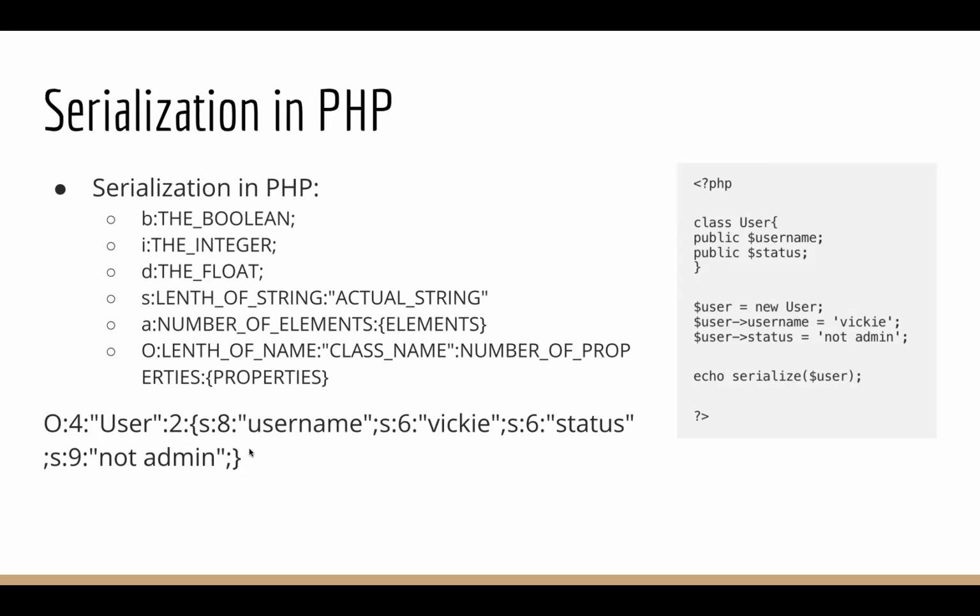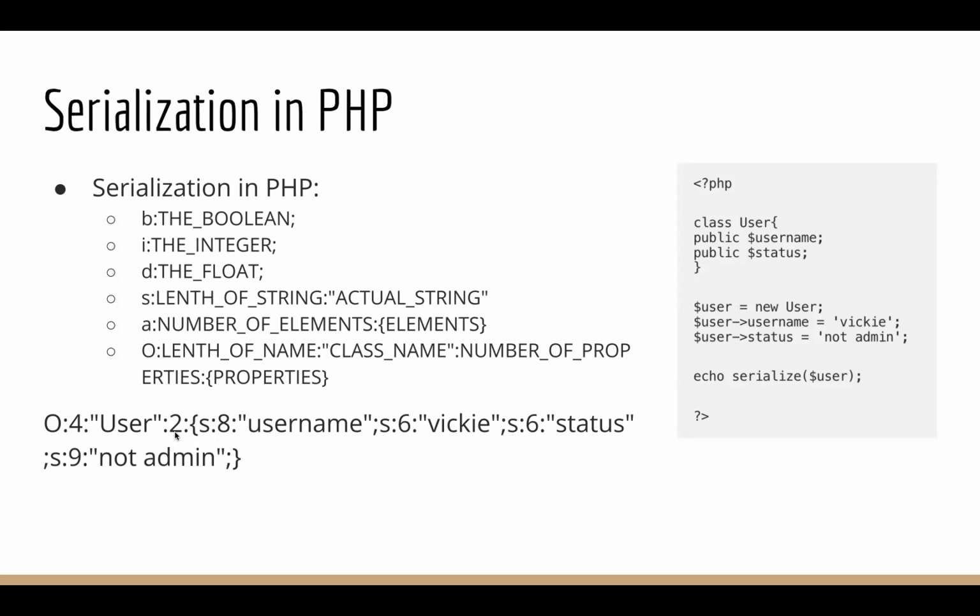How serialization works is there are different key characters that denote specific types. For example, B is for Boolean, I is for integer, and if you keep going down, we have O for object. Here we have an object with four elements. The first is the class name. The second is the number of properties. There are two properties, the username and status.